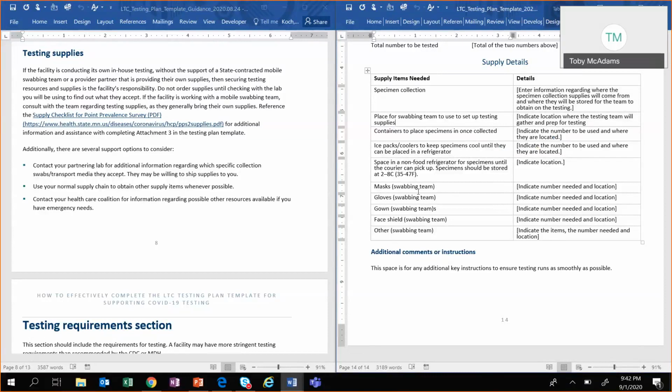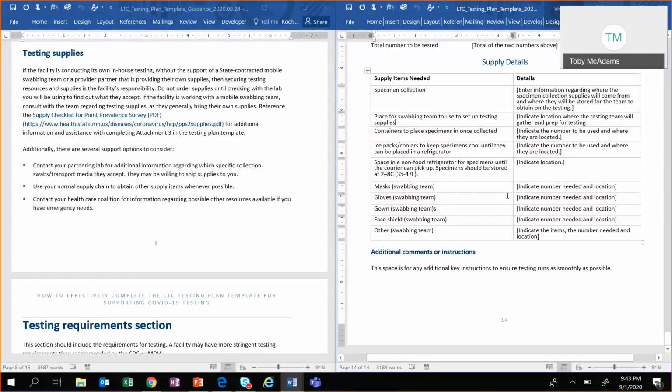So if you have staff coming in from, let's say, a fellow long-term care facility in the community, you'll want to ask, are you supplying PPE for your staff that are going to be swabbing? And if not, then is that my responsibility as a facility? And if so, you'll want to get the details you need to ensure that you have those resources.